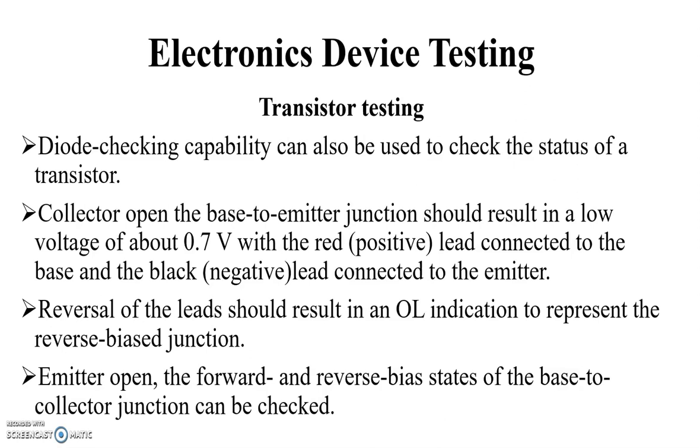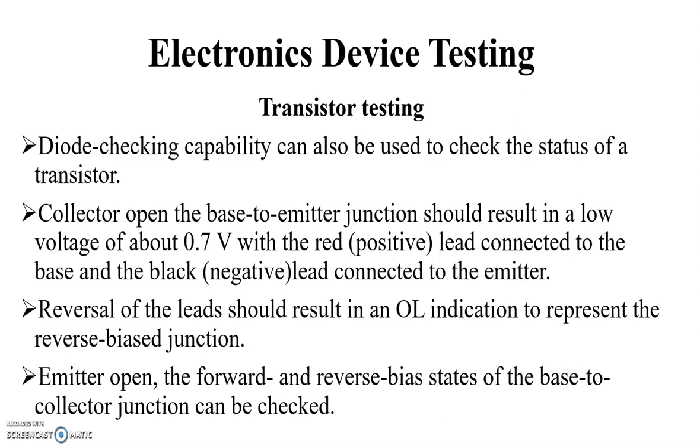The base is connected to the positive terminal of the DMM and the emitter is connected to the negative terminal of the DMM. You can measure the voltage on the display. The voltage will be like this, 0.7 volts. That means the transistor is working.